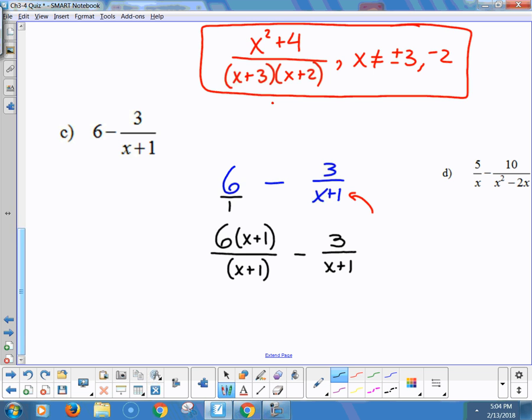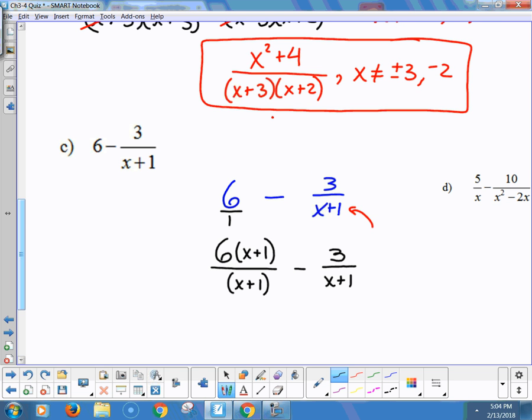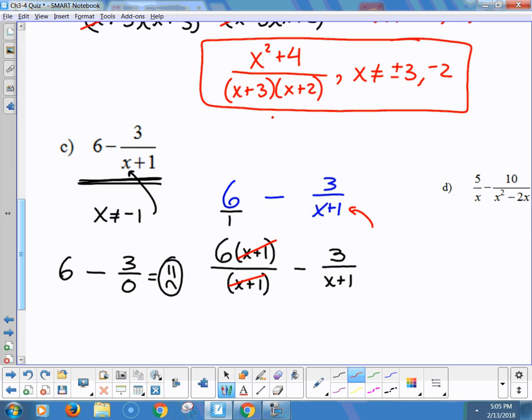Keep in mind, we have fractions, so we do have some excluded values. We know that no matter what, when we add these things, x cannot be -1, because if x is -1, this problem makes no sense. We get 6 minus 3 over 0, and that doesn't equal anything. That equals a very unhappy face. So we can, oops, what am I doing? Undo, undo, undo. I just made a rookie mistake. I did what you guys do.